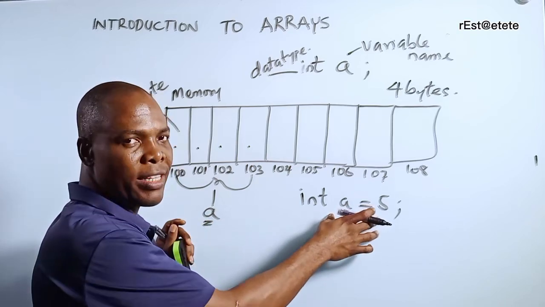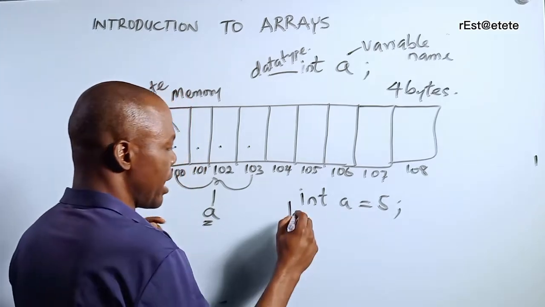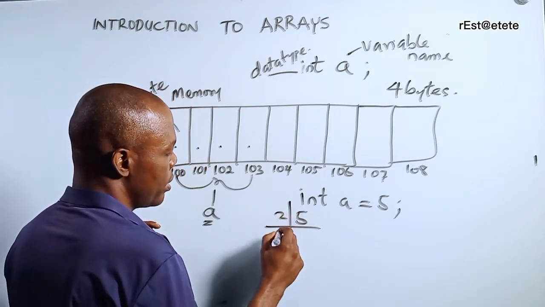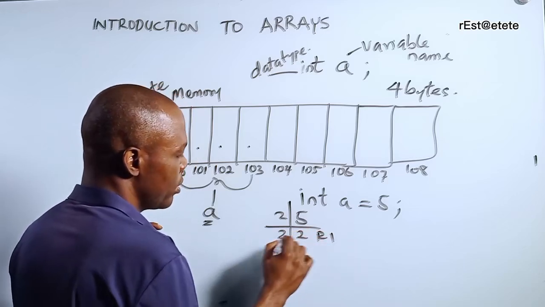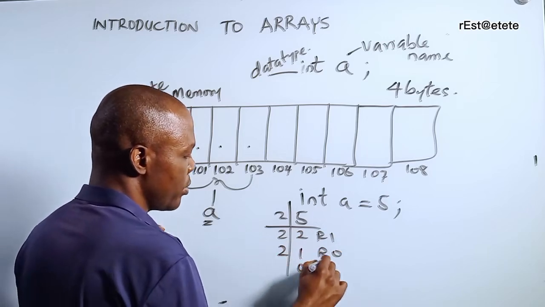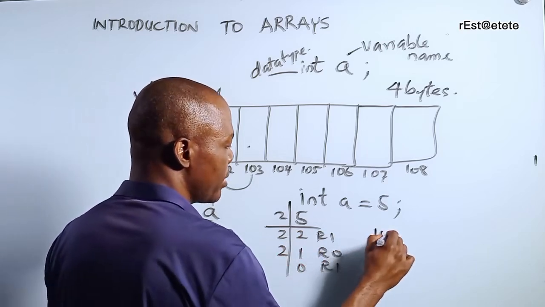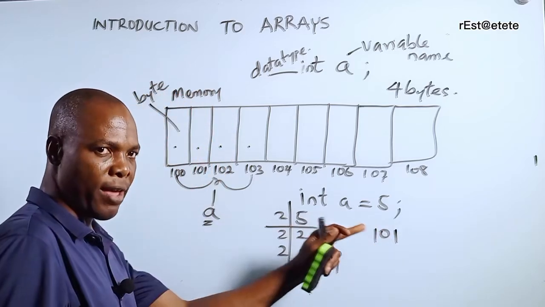First, I will have to convert this 5 to binary. To convert it to binary, I will have 5 here, then divide by 2. 2 goes into 5, that is 2, remainder 1. 2 goes into 2, that is 1, remainder 0. 2 goes into 1, that is 0, remainder 1. So that will give you 1, 0, 1 for 5.